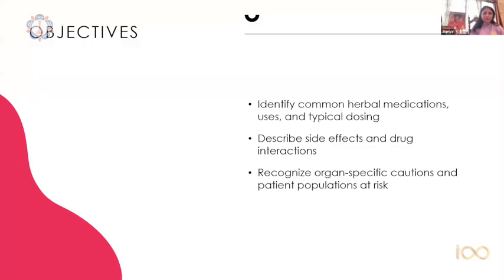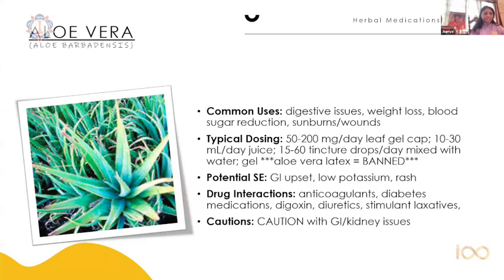Our objectives today would be to identify common herbal medications, uses, and typical dosing, and then also to describe the side effects and drug interactions that these medications can have, as well as recognize organ-specific cautions and patient populations at risk. So we have about 20 of these today, and these are the most commonly encountered in general public, any supermarket, Whole Foods, or any herbal supplement store. These are the most common ones that you might see.